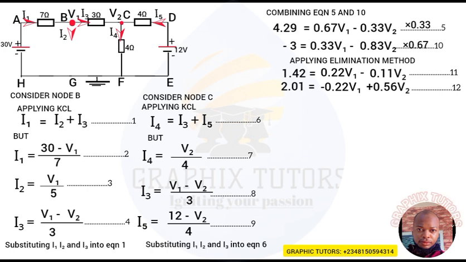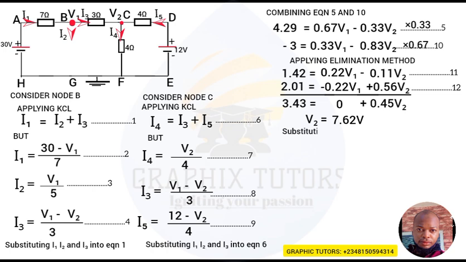So if you do the needful now, you discover that 1.42 plus 2.01 will give us 3.43. 0.22 V1 minus 0.22 V1 will give us what? 0. Now minus 0.11 V2 plus 0.56 V2 will give us what? Plus 0.45 V2. So if you make V2 the subject of the formula, my V2 will be equal to what? 3.43 divided by 0.45, and that is what? 7.62 volts. Is that taken?